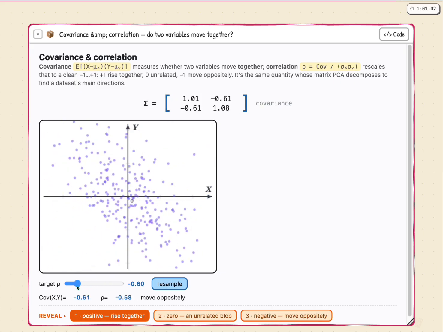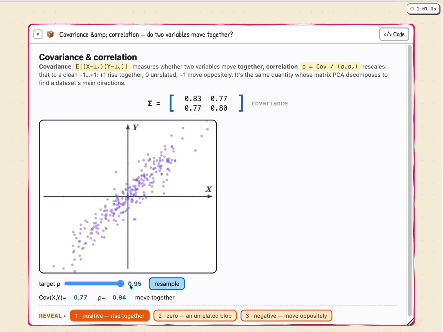And here's the lovely connection back to where we've been. The matrix of all these covariances is exactly the matrix that PCA decomposes to find a dataset's principal directions. Covariance is the bridge between statistics and the linear algebra we started with.